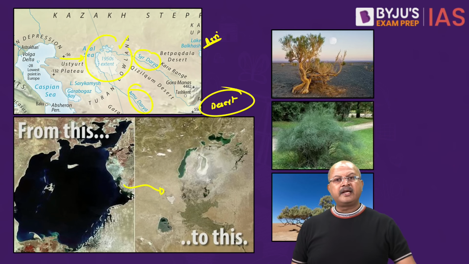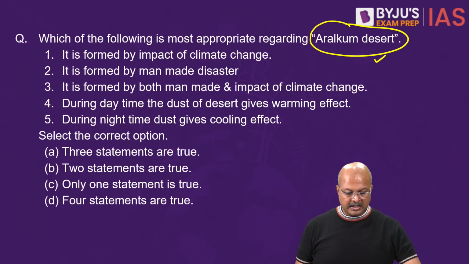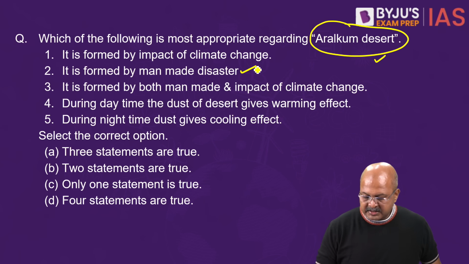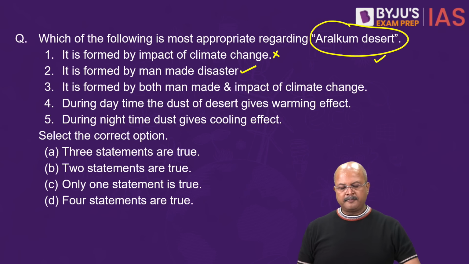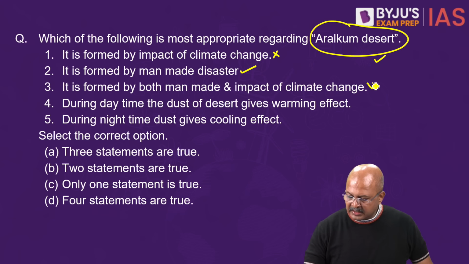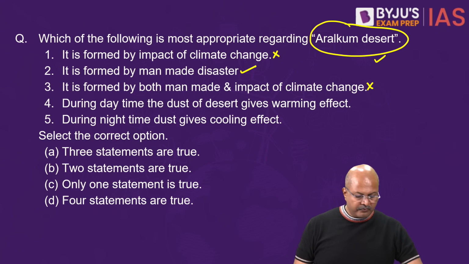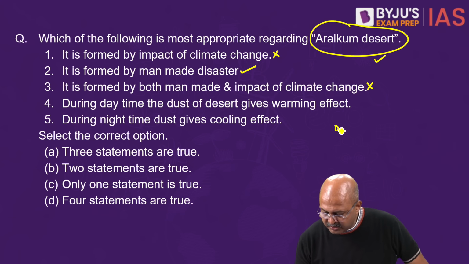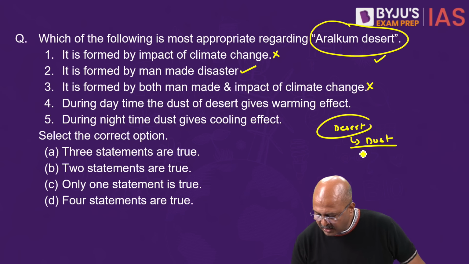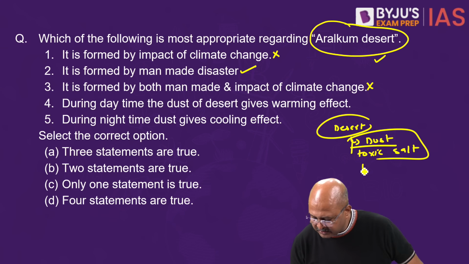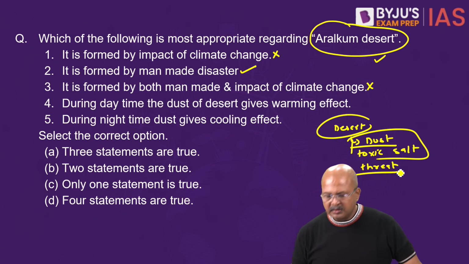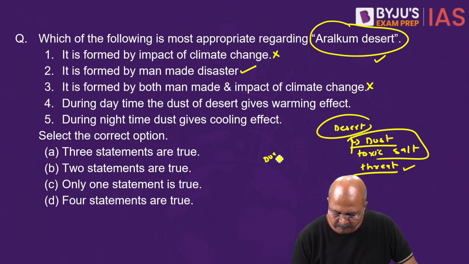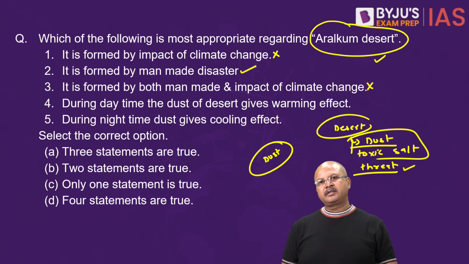So hence it is an ecological disaster, and we refer to that as a man-made disaster, not climate change. Right. So hence climate change is ruled out. Now apart from that, this desert which is created here is a major source of dust and toxic salt here, which is creating a major threat to the local people. Apart from that, this dust is also making a huge impact on the local atmosphere there.